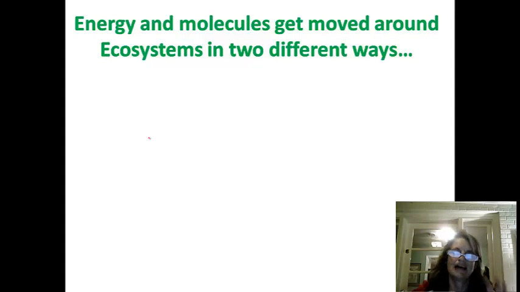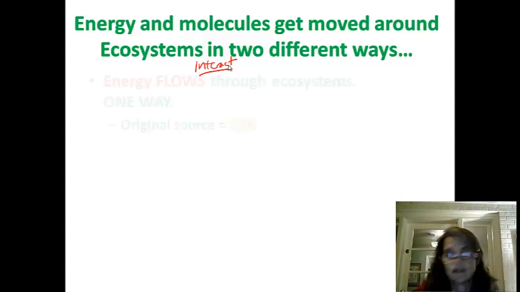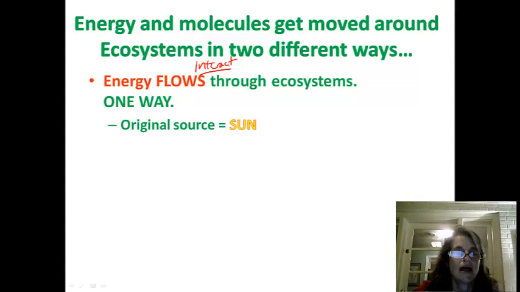Now, in ecosystems, energy and molecules get moved around. They get passed from one thing to another to another. And that's one of the key interactions. Remember that word, interactions. One of the key interactions between organisms is passing molecules and energy from one organism to another, and so on. That happens in two different ways, okay?